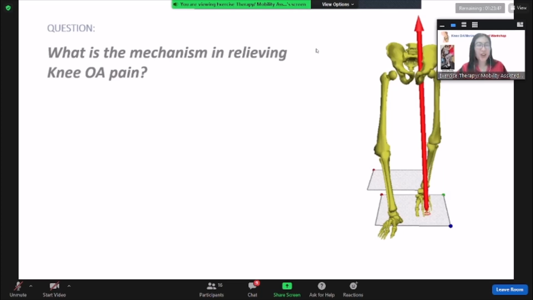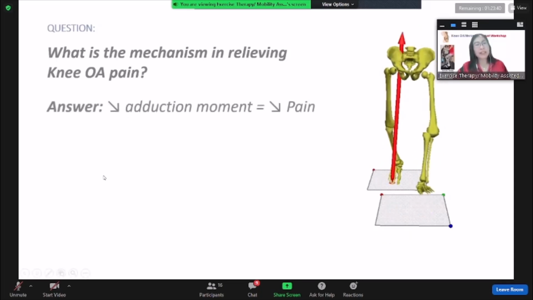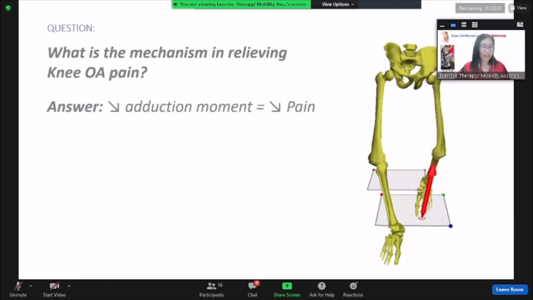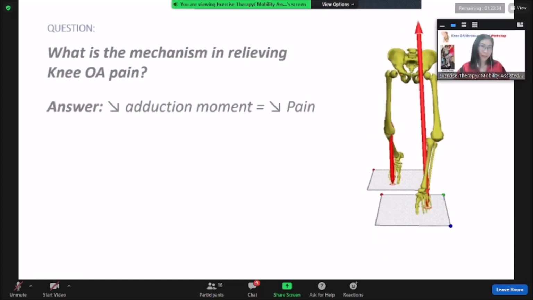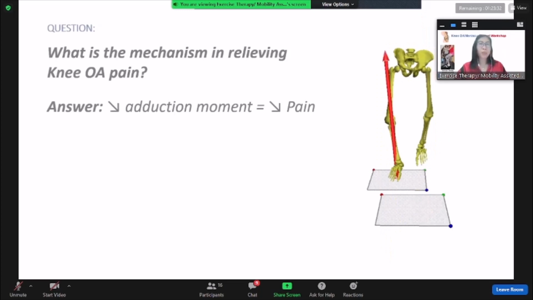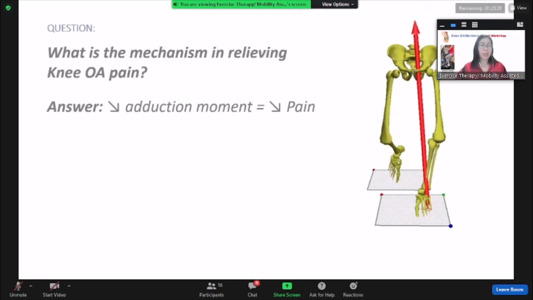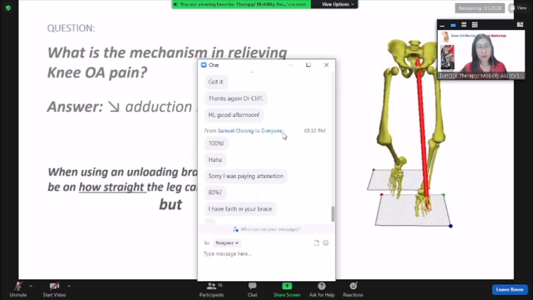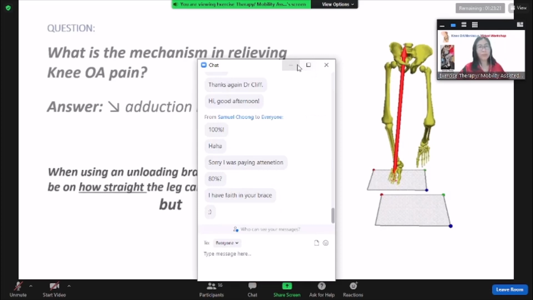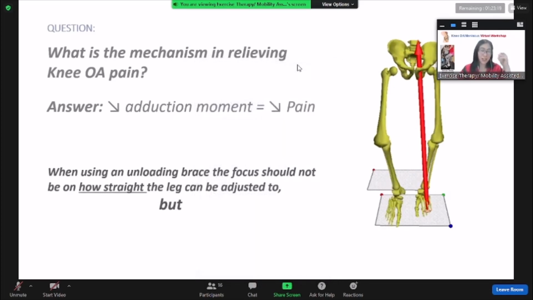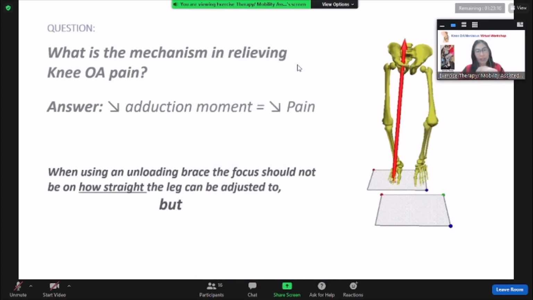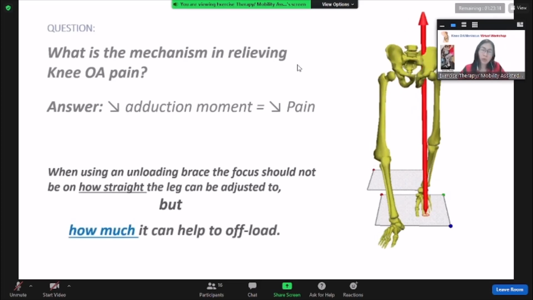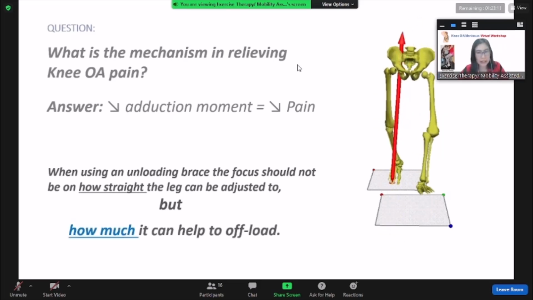Okay, so the answer is, sorry, it's actually reducing the adduction moment, okay? Because when you reduce the load that is experienced by the knee, it will actually reduce the pain experienced by the person. However, it is important to remember that when using an unloading brace, the focus should not be on how straight you can actually adjust the knee to, but how much you can actually help to offload, as you can see earlier in the video.